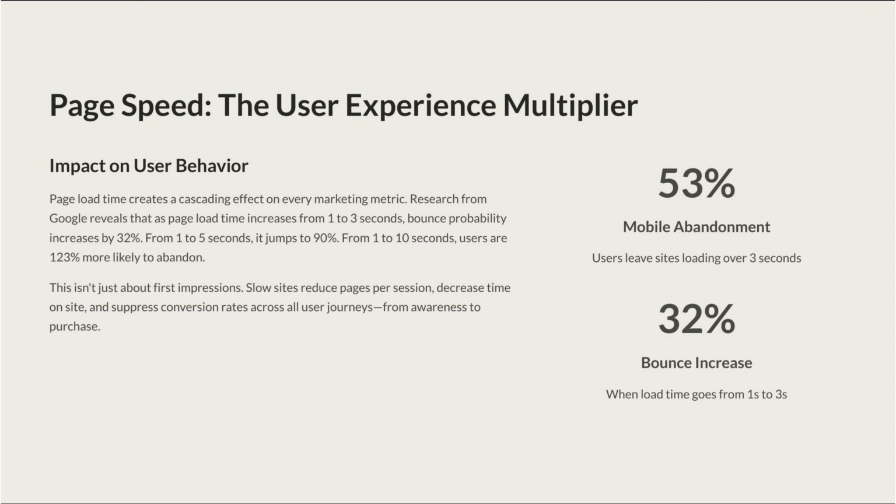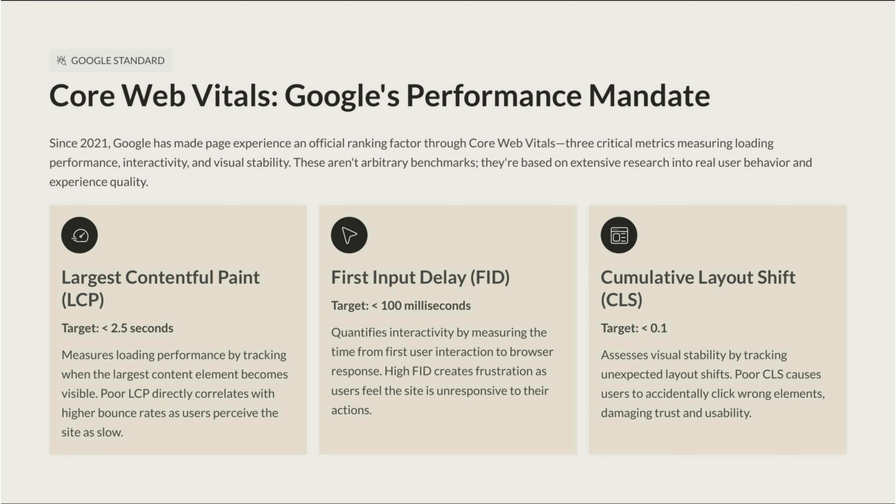Page load time significantly impacts user behavior. Google data shows a 32% increase in bounce probability as load time rises from 1 to 3 seconds, and a 90% increase from 1 to 5 seconds. Slow sites not only deter first-time visitors, but also reduce pages per session and suppress conversion rates throughout the user journey. Core Web Vitals are crucial for page experience, impacting SEO and user satisfaction.